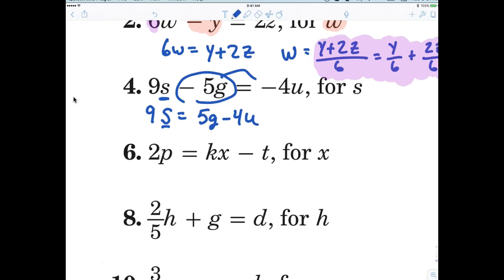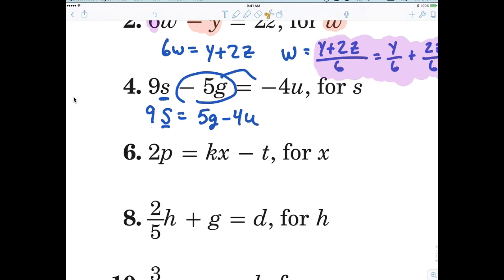Don't look up. Look right here. You're trying to get rid of the 9. So how is the 9 and the S connected? Oh, multiplication. So, divided by 9. That's all you have to do. So your answer is, now watch.